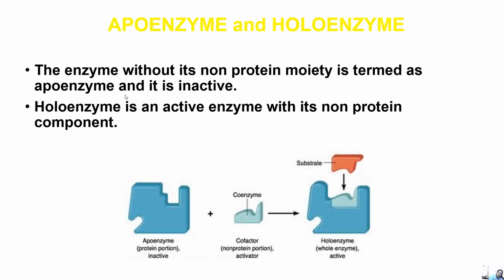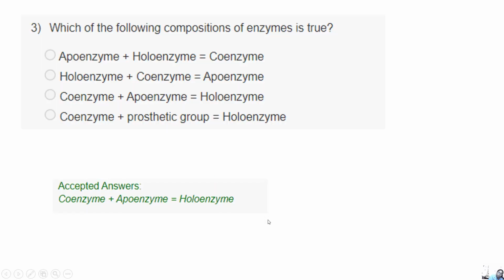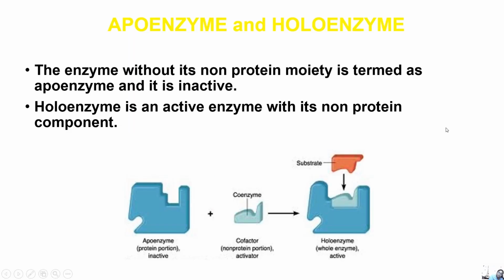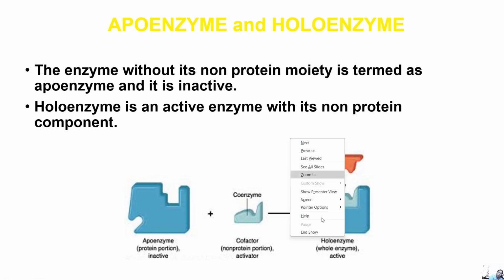Right? So the enzyme without its non-protein moiety is termed an apoenzyme. Correct? And it is inactive. And the holoenzyme is an active enzyme with its non-protein component. So apoenzyme plus the cofactor or the coenzyme will basically give rise to the whole enzyme, which is the holoenzyme.